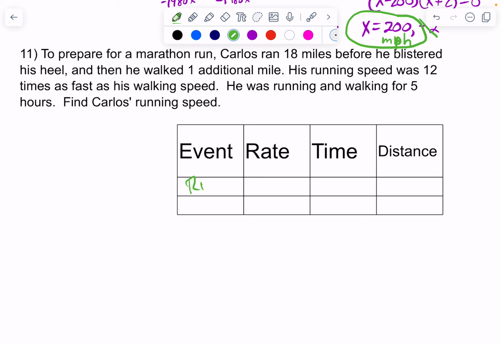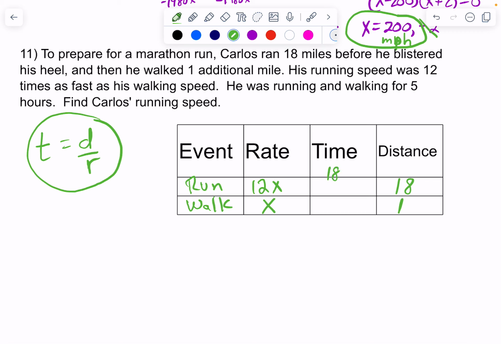We have run and we have walk. The running rate is 12 times as fast as the walking rate. So we don't know anything about the walking rate, so that's x. The running rate is 12x. The time, we don't know the time yet, but we know that he ran for a distance of 18 miles and he walked for a distance of 1 mile. Please remember that time equals distance divided by rate. So my time here is 18 over 12x, and my time for walking is 1 over x.